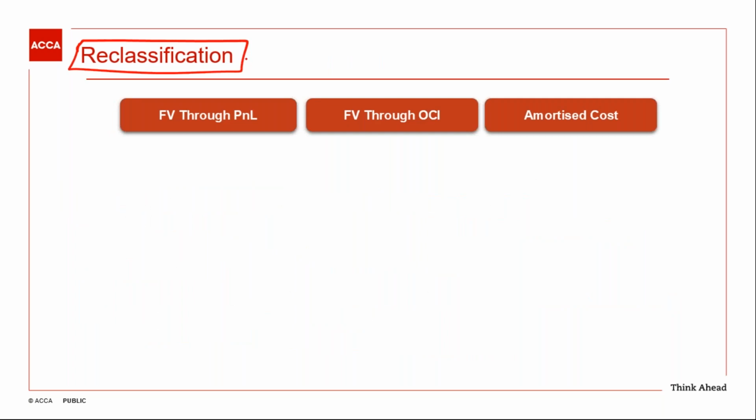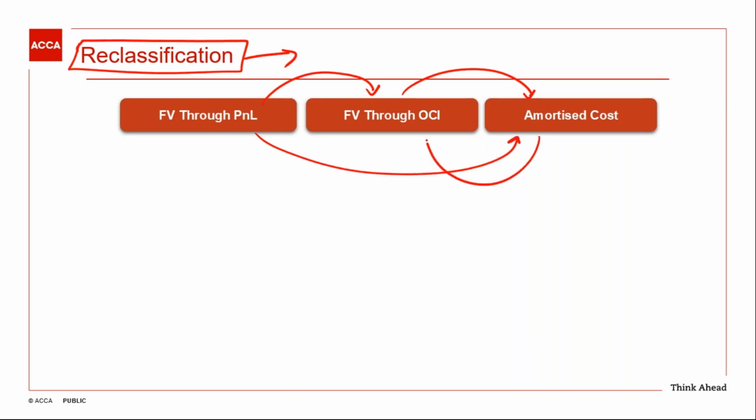So now we are discussing the area of reclassification. When we talk about reclassification, this means either we are going from P&L to OCI, or from OCI to amortized cost, or from P&L to amortized cost, or from amortized cost to OCI, or from OCI to P&L. All these transfers will actually be called reclassifications.